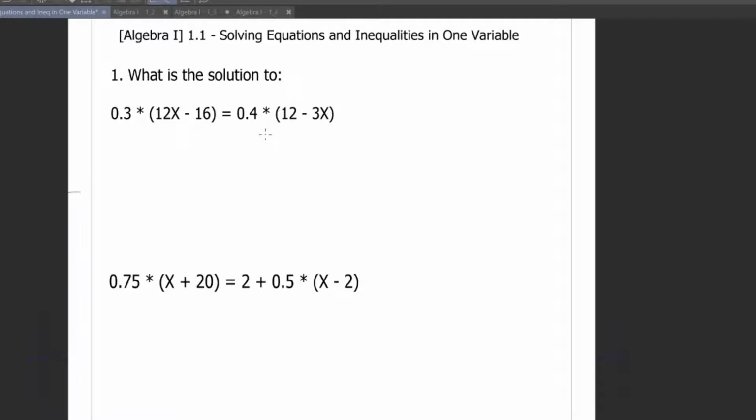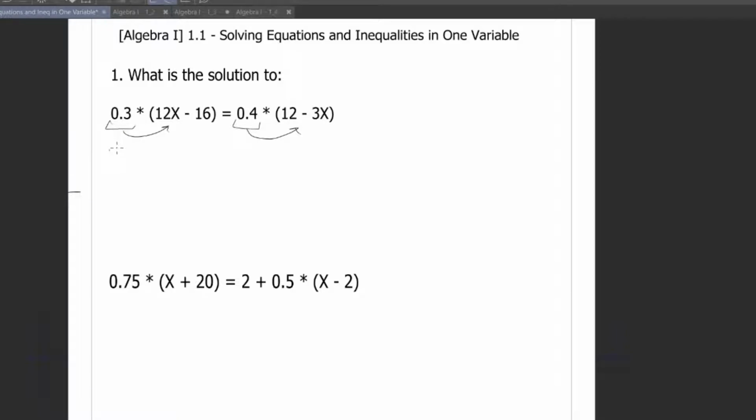So you have this 0.3 and you have this 0.4 here. First thing we're going to do is factor this in, and we're also going to factor this 0.4 into here. Now, why are we doing that? I like everything laid out as one equation equals another equation, and then you're solving for a common variable across the two sides of the equation. So we have 0.3 times 12x. 0.3 times 12 is equal to 3.6.